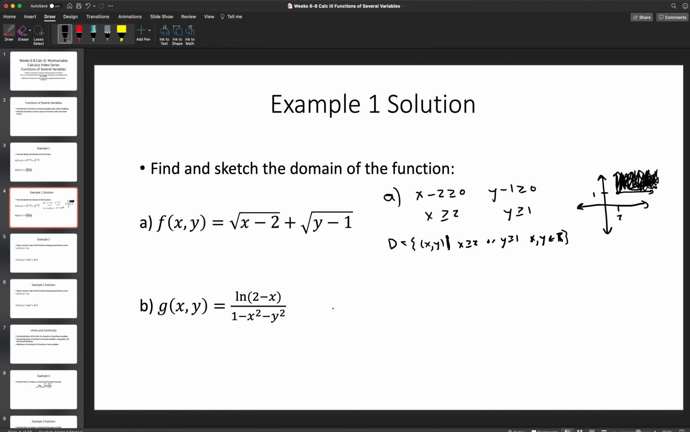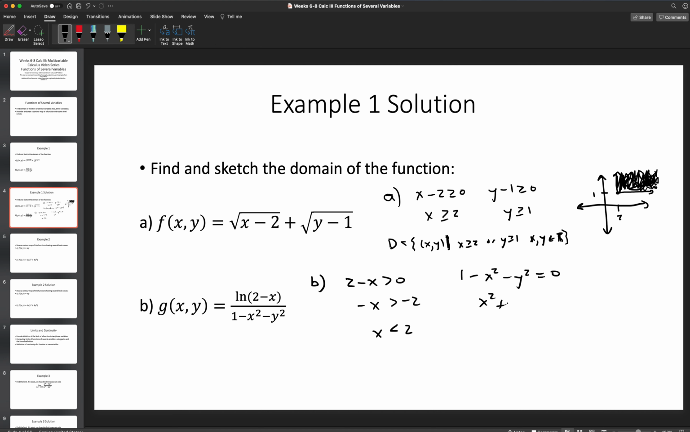Now let's look at our second function, g. We see ln of 2 minus x, so we know with the ln function that 2 minus x has to be strictly greater than 0 for it to exist. So negative x is greater than negative 2, so x must be less than 2. Also, we can't have 0 in the denominator, because then the whole thing is undefined. So let's go through and find that.